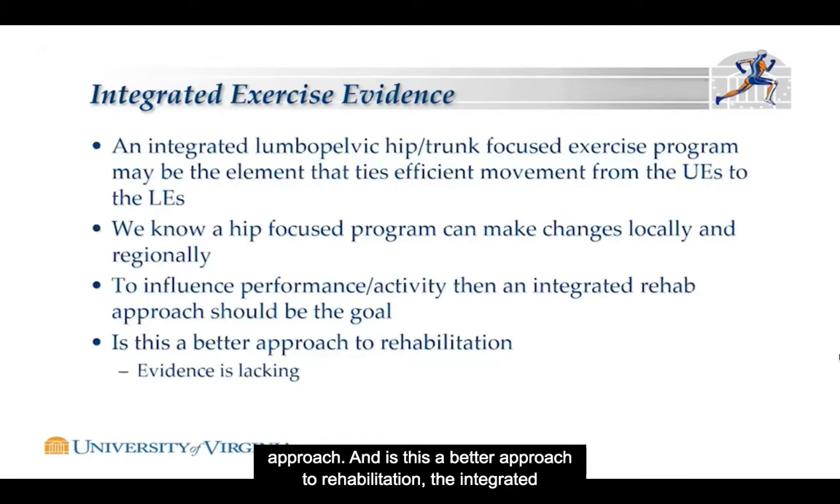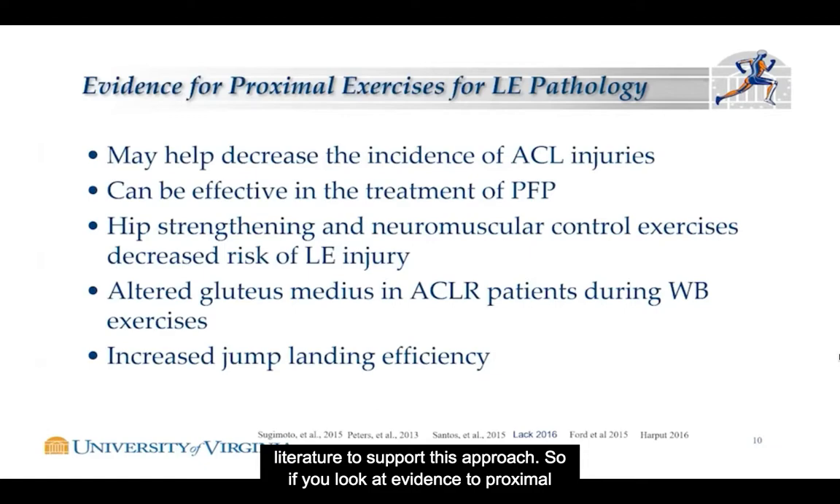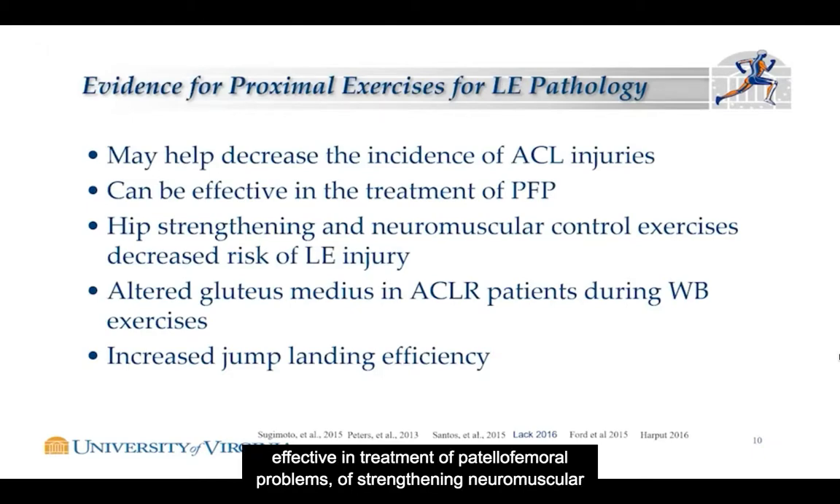And is this a better approach to rehabilitation, the integrated approach? We're not sure. We think it is, but there is evidence lacking in the literature to support this approach. So if you look at evidence for the proximal exercise for lower extremity, you look at what's in the literature right now, it may help decrease the incidence of ACL injuries, such as with your motor control programs for ACL prevention programs. It's been shown to be effective in the treatment of patellofemoral problems. Hip strengthening and neuromuscular control exercises have shown decreased risk for lower extremity injury.